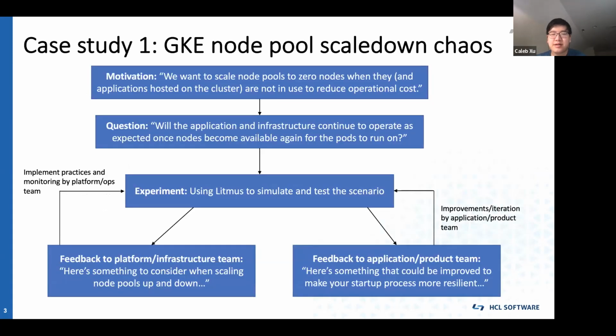I hope this flowchart helps everyone understand, especially if you're new to chaos engineering or Litmus, how you get from a business objective to chaos engineering. In this case, we wanted to be able to scale our node pools down to 0 and scale down the applications that are running there when they're not in use, because frankly, Kubernetes clusters are pretty expensive. And so we want to be able to reduce operational cost.